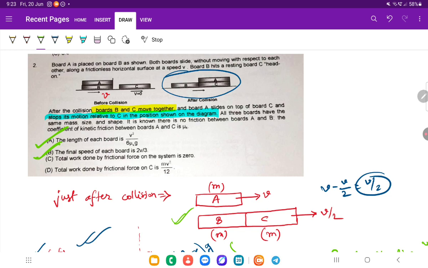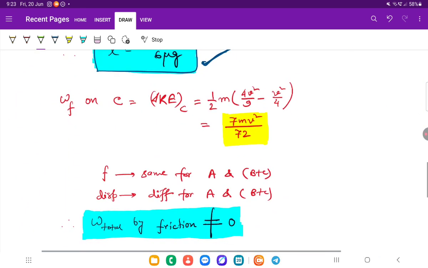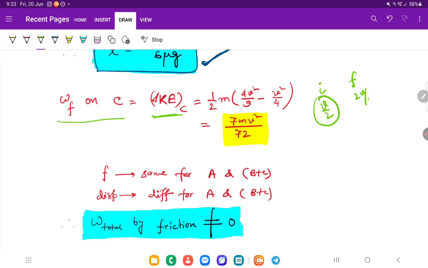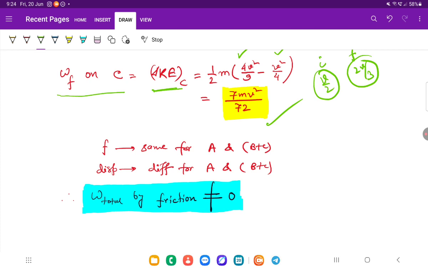Now the options are regarding work done by frictional forces. So let's move on. The only force that is acting on C during its initial instant, where it was having a velocity of v by 2, to finally it will have a velocity of 2v by 3, is friction. So I can clearly conclude that whatever is the change in kinetic energy of C, according to the work energy theorem, that will be the work done by friction on C. So work done by friction on C is nothing but change in kinetic energy of C. Initially it was having a speed of v by 2 and finally it is having a speed of 2v by 3. This is its final kinetic energy, this is initial kinetic energy. Subtracting these two we get 7 mv square upon 72, and I guess it was not in the options, so it's not our answer.